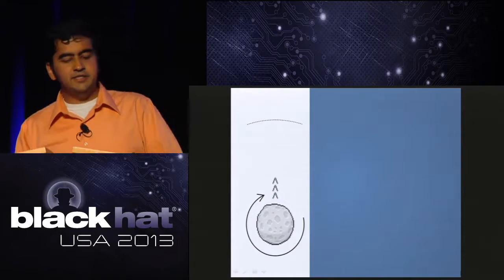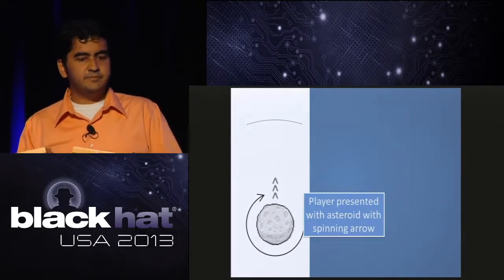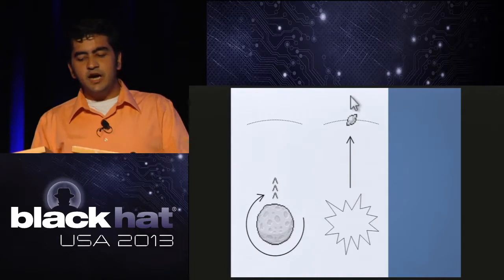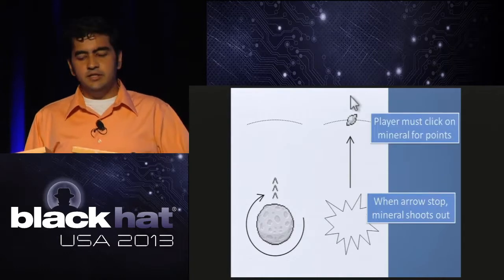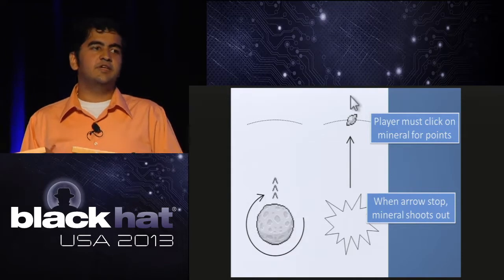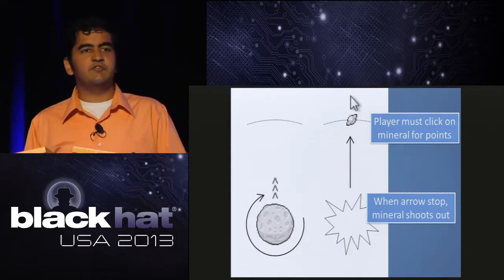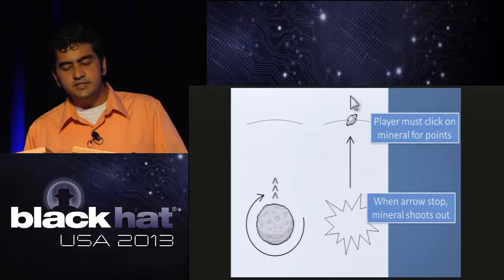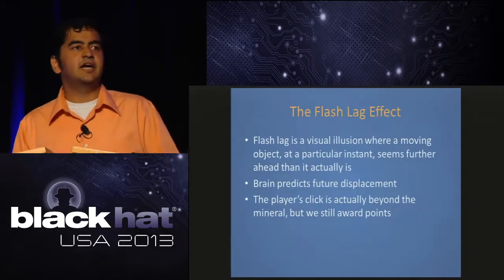So again, an illustration: a moving arrow, presented to the player. When the mineral pops out, the user must click on it to get the points. Notice that the user actually ends up always clicking a little further away from the actual position of the mineral. The reason for this is an illusion called the flash lag illusion.